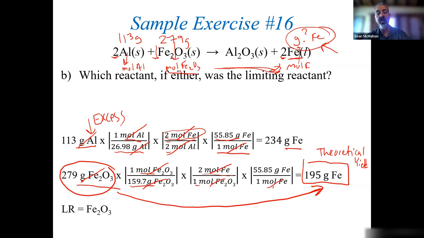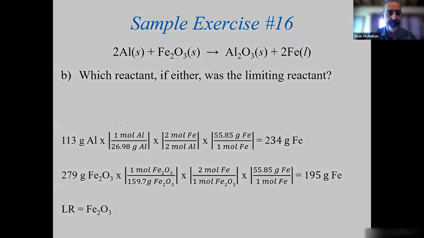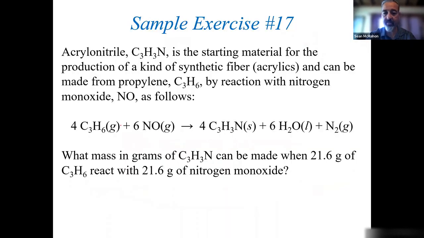In this class, we're not going to calculate the amount of excess. In other courses we do. I'm going to keep it neat, just having you identify the limiting reactant and the theoretical yield. Let's do it again, okay?